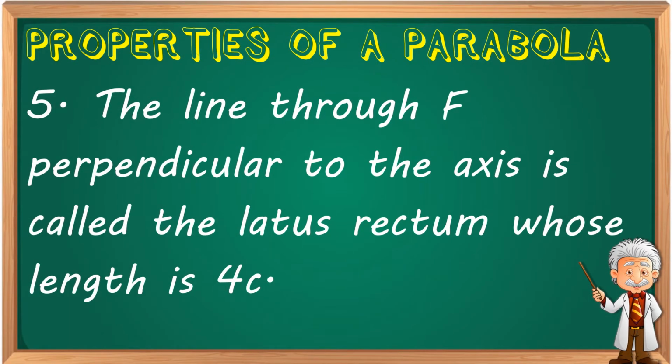Next property we have, the line through F perpendicular to the axis is called the latus rectum, whose length is 4C. So, the length from the vertex up to the focus or the directrix is the C. But if you're going to multiply by 4, that is the latus rectum. So if you're going to see that in our formula.